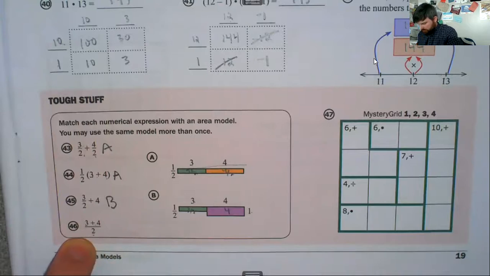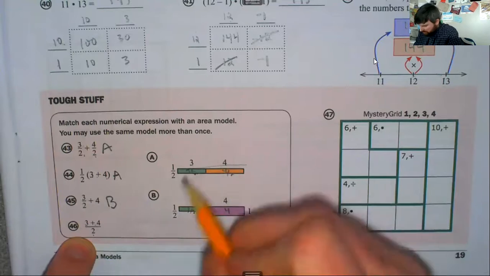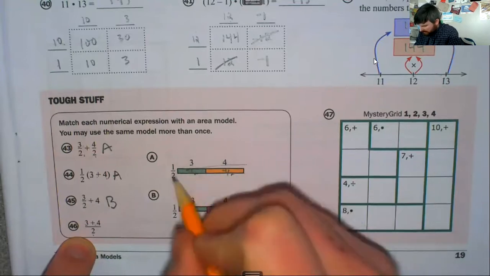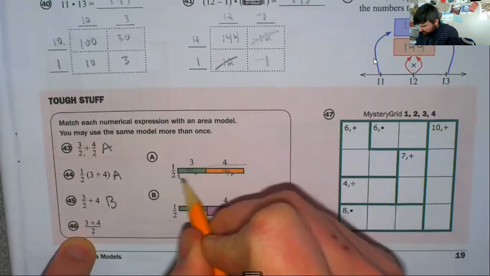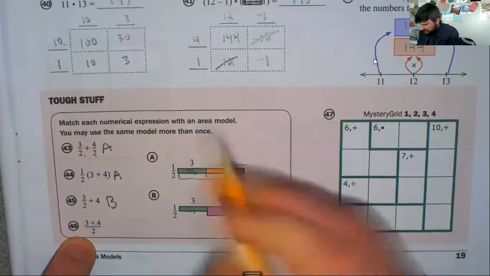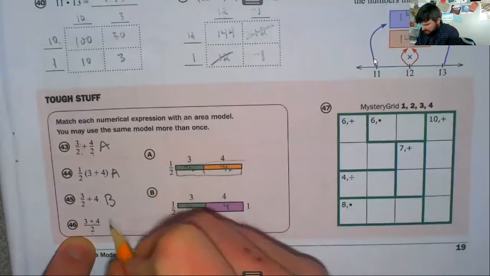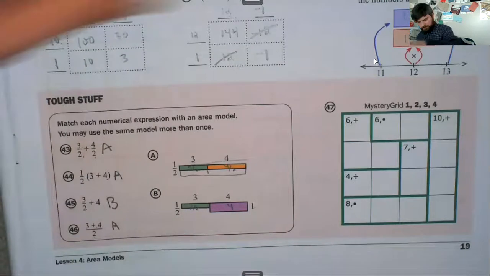Ooh, 3 plus 4 all over 2. Okay, so 3 plus 4 divided by 2. Divided by 2 is cutting it in half. Well, this is 3 plus 4, and it's only half of it. The whole thing would be here, but we cut it in half. So this is A, because we cut that one in half.